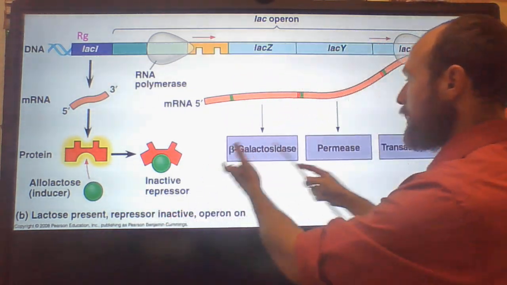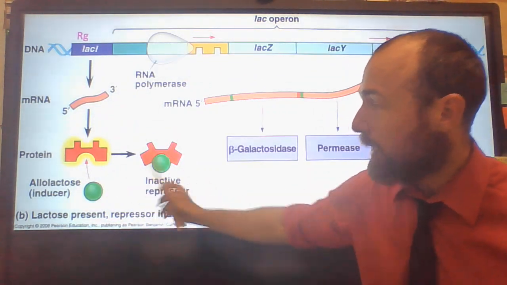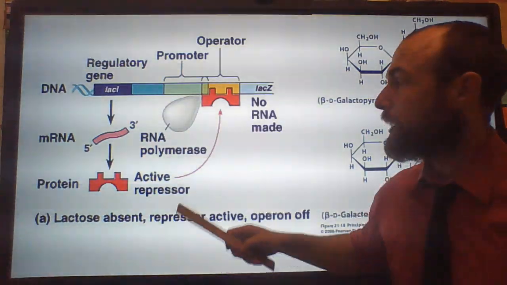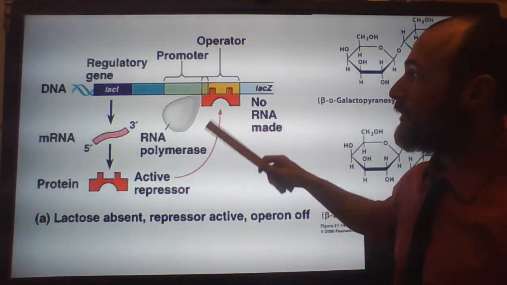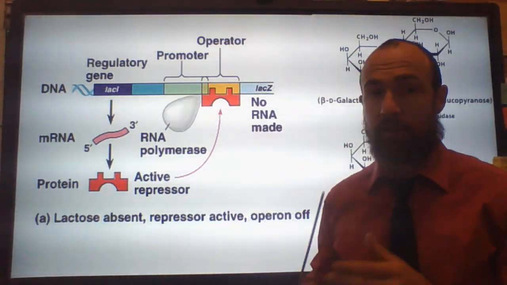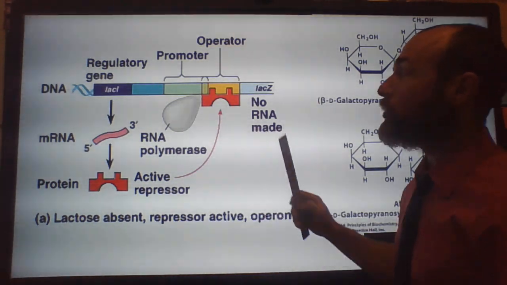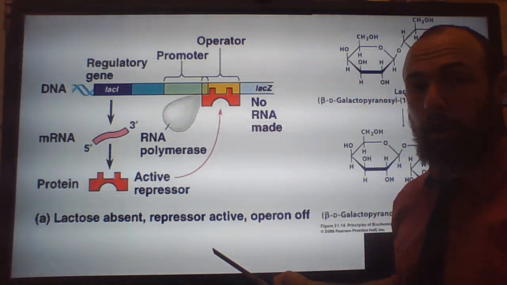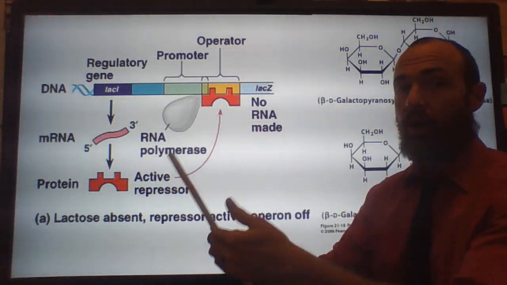The moment that we digest all of the lactose, then there is no more green allolactose because there is no lactose, and the repressor becomes active again, the correct shape, and it will latch onto the operator, and that is going to turn RNA polymerase off as soon as all the lactose is digested. So it's a perfect on-off system. It is inducible. We call this an inducible operon because it is normally off, but you can turn it on.